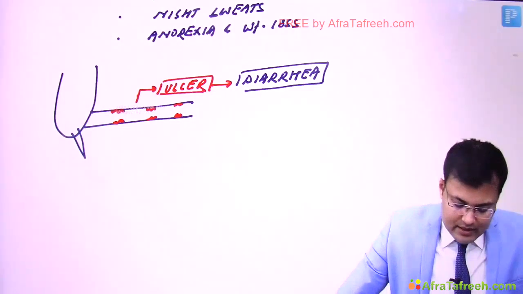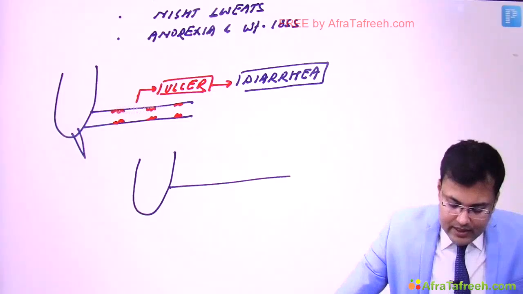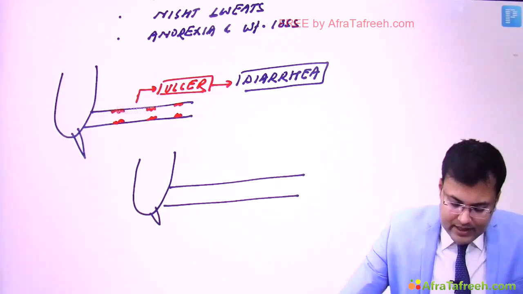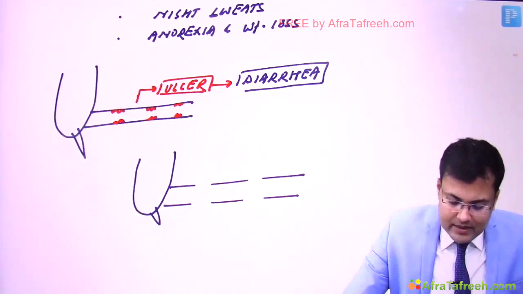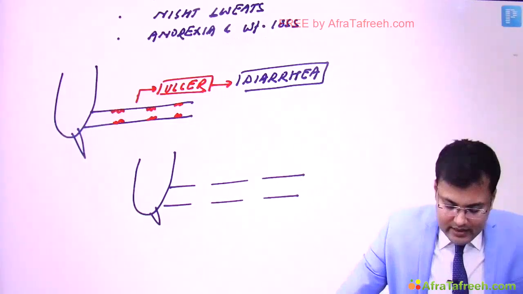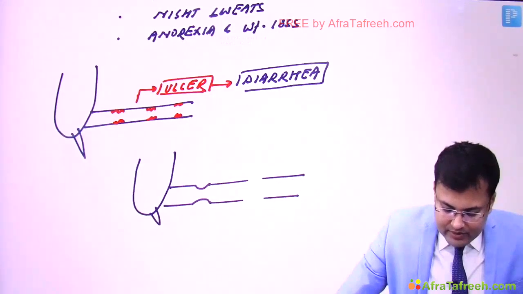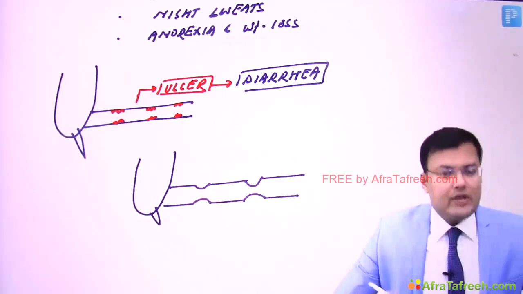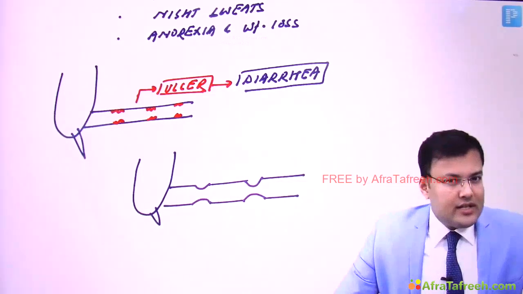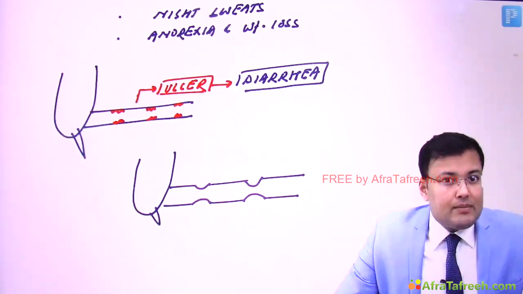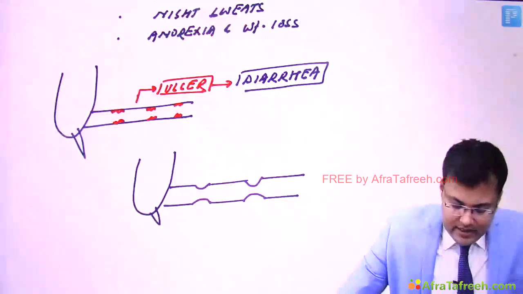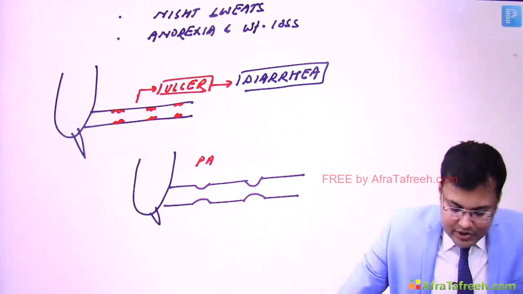So what happens? Suppose this is the cecum and this is the ileum, and the appendix. Imagine these are the sites of ulceration. There is healing, and in healing there is stricture formation. Can you see? What kind of stricture is this, passable or non-passable? In the majority of cases it is passable. So you can see there is formation of passable strictures.